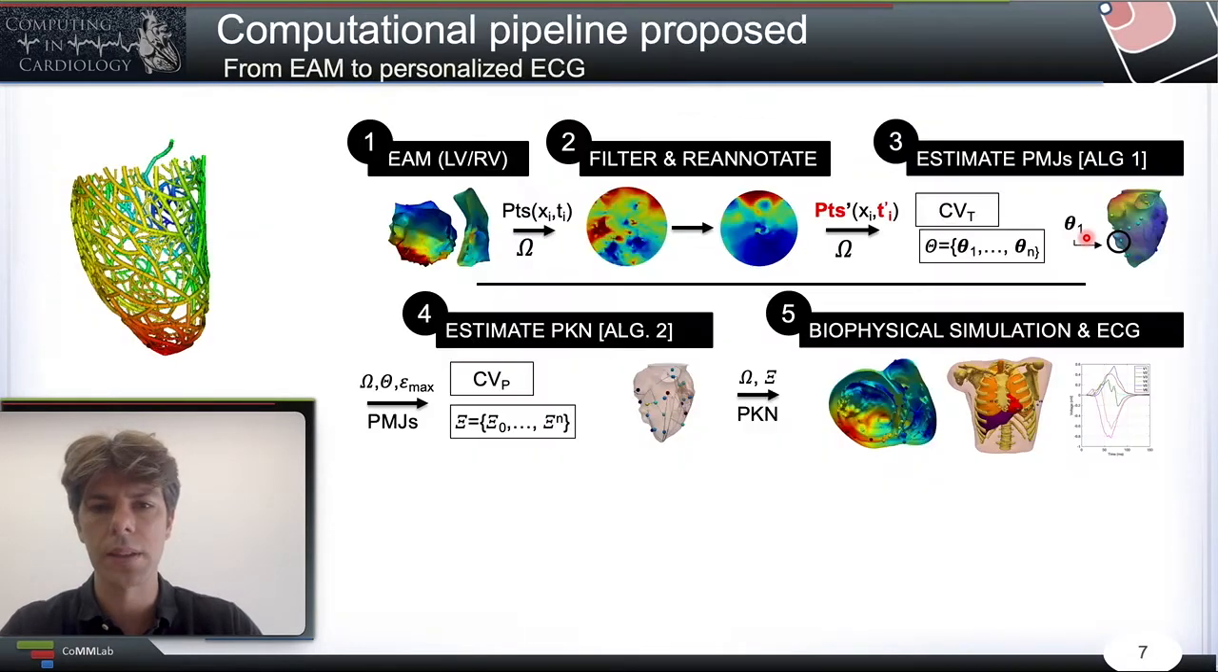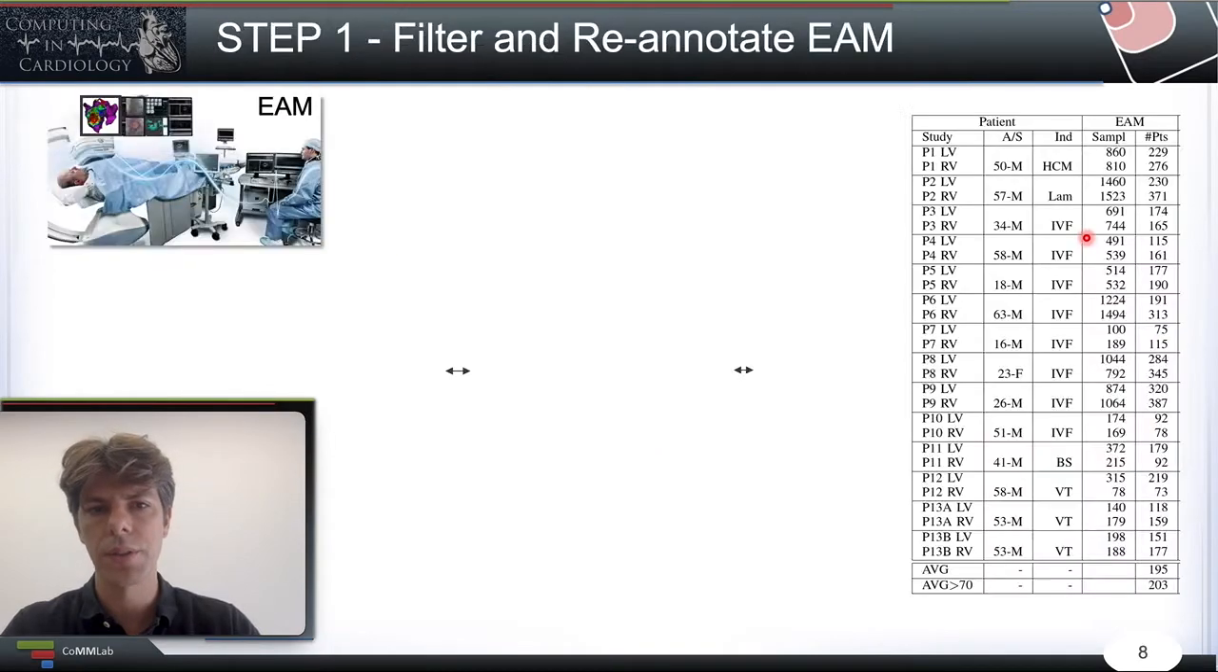clinical and simulated data. The algorithm is divided in 5 steps that we are going to revisit now, from the electroanatomical map to the biophysical simulation. So the first step is to obtain electroanatomical maps of different patients. We have 26 electroanatomical maps that belong to 13 patients, 13 for the right ventricle, 13 for the left ventricle.